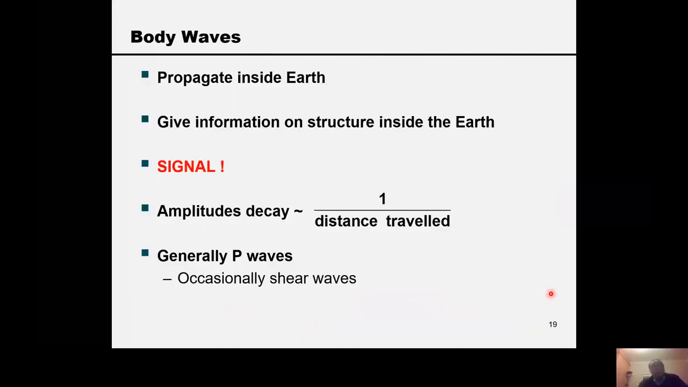Now, in exploration seismology, we treat the body waves, which are the P wave and S wave, as a signal, because we try to investigate the deep part of the Earth rather than the movement on the near surface. So it is different from earthquake seismology.